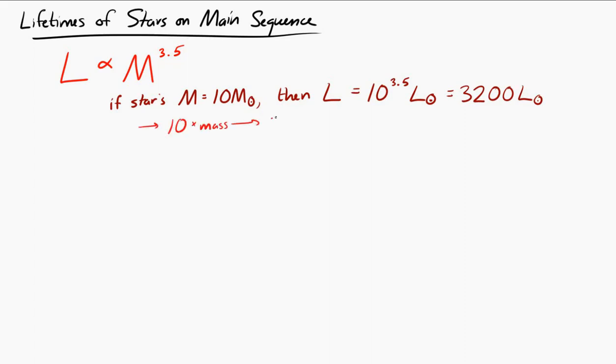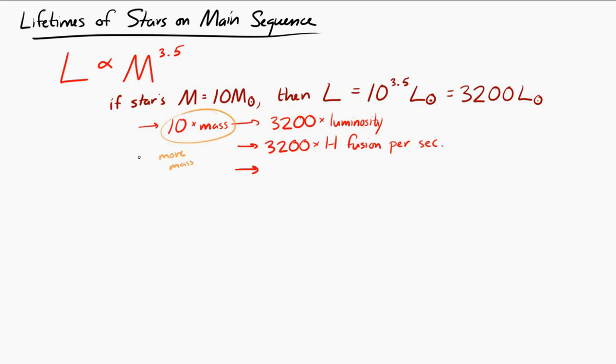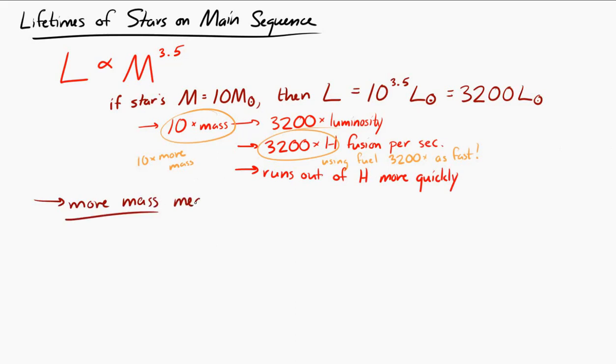That means 3,200 times as much hydrogen fusion is occurring every second in the more massive star. So, yeah, it's 10 times more massive, but it's using up the hydrogen 3,200 times more quickly. It runs out of hydrogen more quickly. More massive stars have shorter lifetimes on the main sequence. And let's see if we can estimate how much shorter.